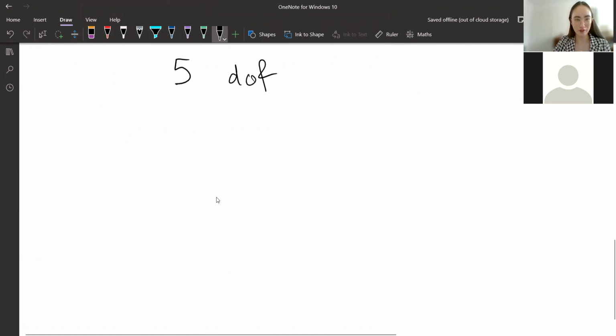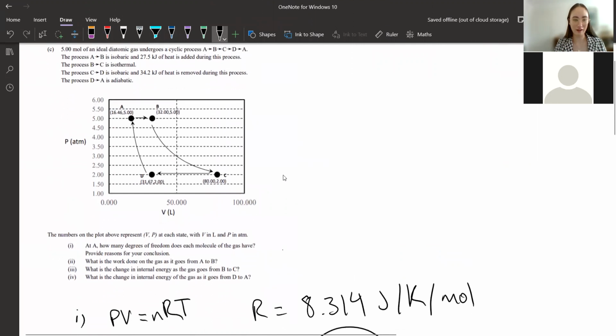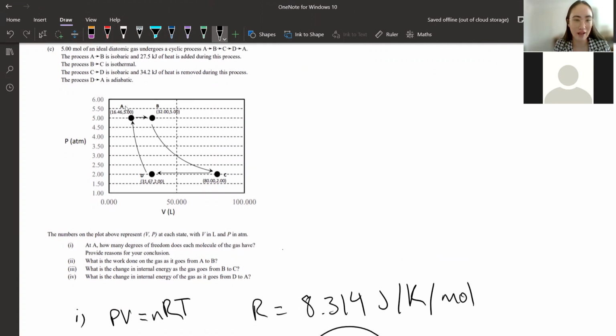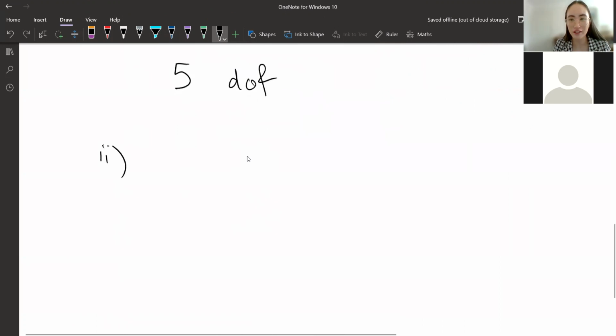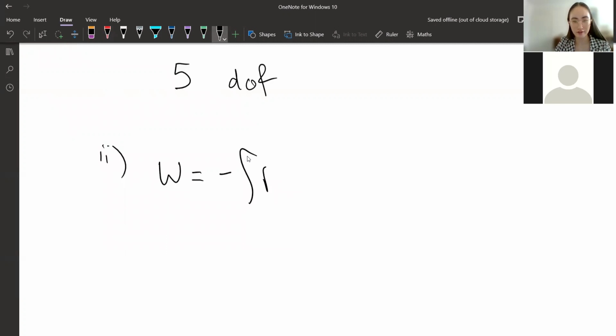Alrighty, part 2. So that was a very long way of double checking that we have 5 degrees of freedom. But part 2 is what is the work done on the gas as it goes from A to B. All right, we're finding the work. Our equation for work is work W is equal to negative integral of P dV.